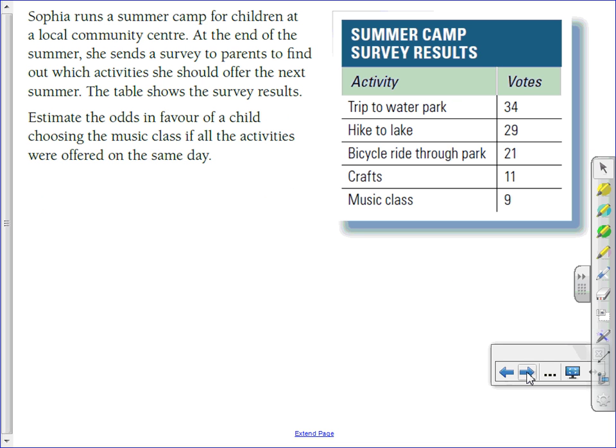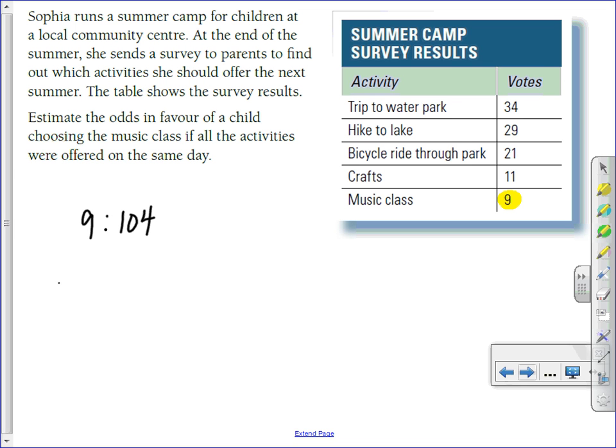Another example is this summer camp, and it looks like there was a survey here given to parents, and they were asked to vote for which activity they would want. And so we're going to estimate the odds in favor of a child choosing music class as their activity. You can see when you look at the totals that music class has the least number. So I would say it's 9, 2, and then I'd have to add them all up. How many people were there? So 20, 41, 61, 70, 104 people. So that would be the odds of that happening.